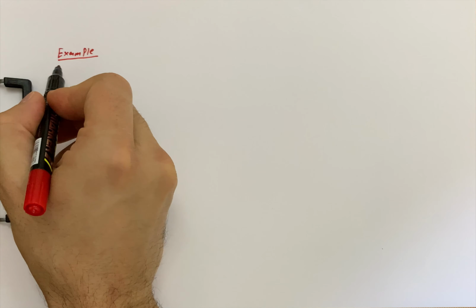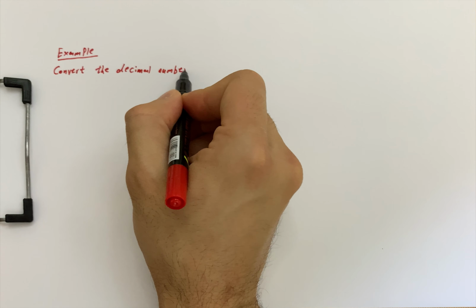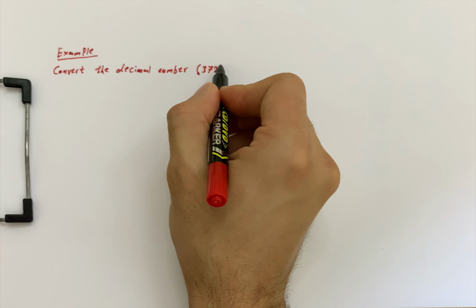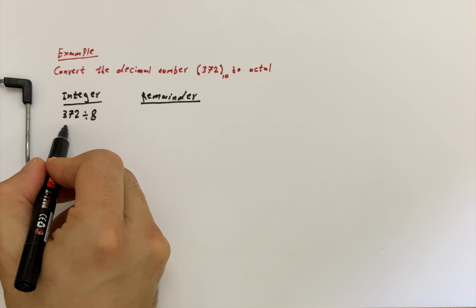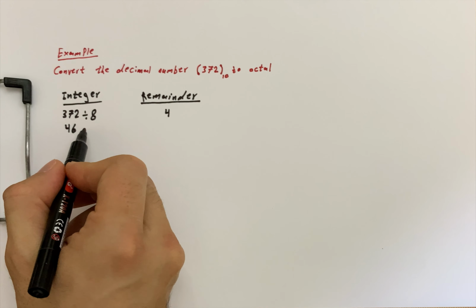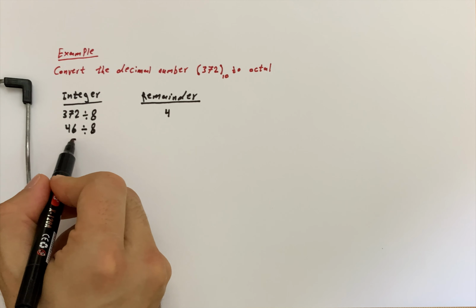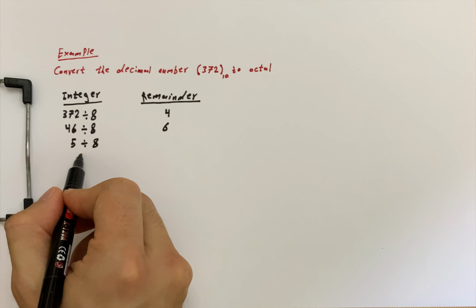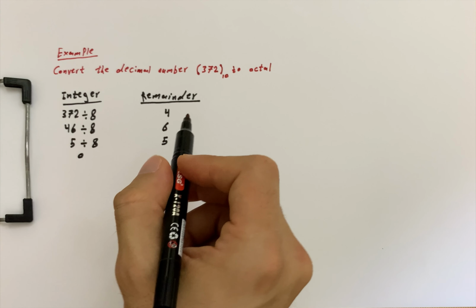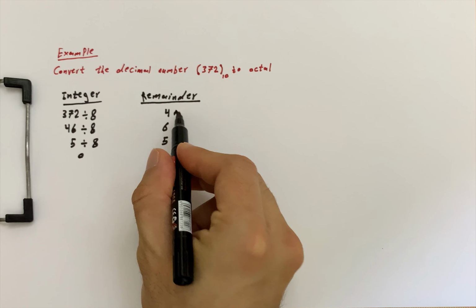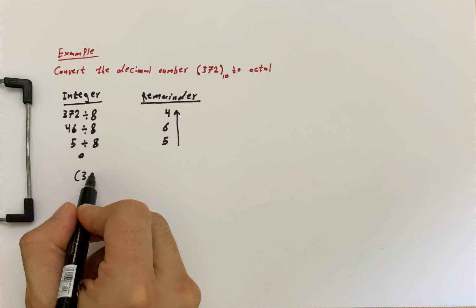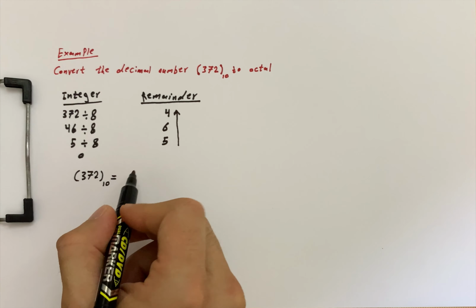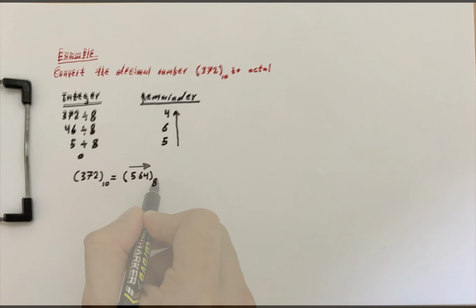Let us take an example. Convert the decimal number 372 to octal. Make two columns, integer and remainder. Divide 372 by the base 8 gives 46 with a remainder 4. Then divide 46 by the base 8 gives 5 with a remainder 6. Then divide 5 by 8 gives 0 with a remainder 5. Now traverse the remainder column from bottom to top. So the number 372 in decimal is equal to 564 in octal.